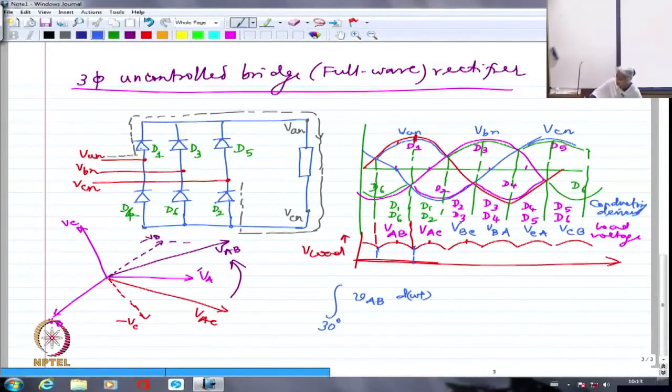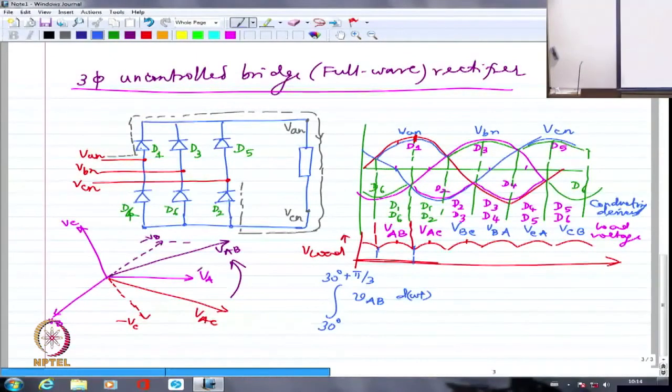Please understand: 6 and 1 conduct for 60 degrees. 1 and 2 conduct for 60 degrees. 2 and 3, 3 and 4, 4 and 5, and 5 and 6 all conduct individually for 60 degrees each. Each pair conducts for 60 degrees. But if you look at the individual devices, one will join hands with 6, and also with 2, so it will conduct for 120 degrees, 60 plus 60.